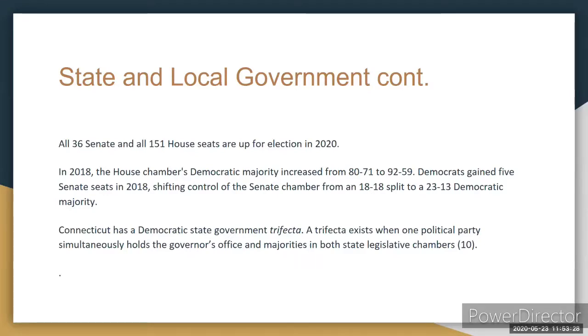A trifecta exists when one political party simultaneously holds the governor's office and majority parties in both legislative chambers. So they have the state house, they have the state senate, and the governor's office, all by one party.